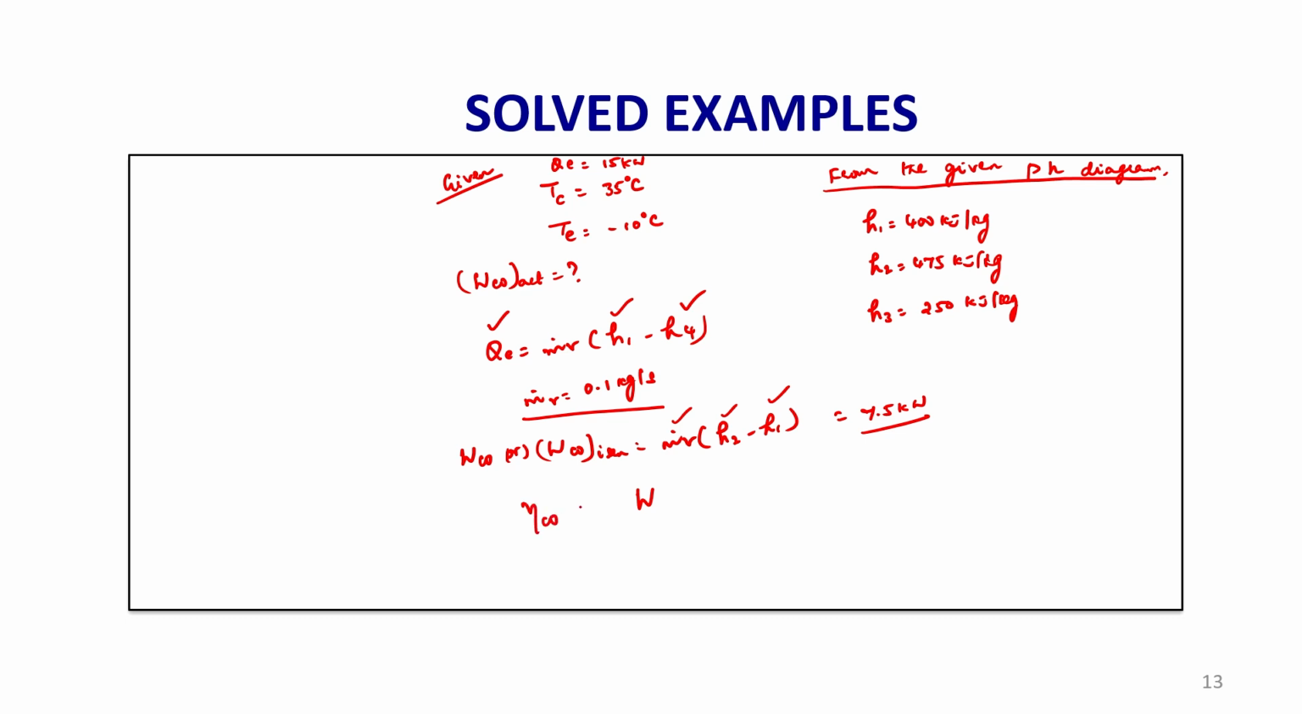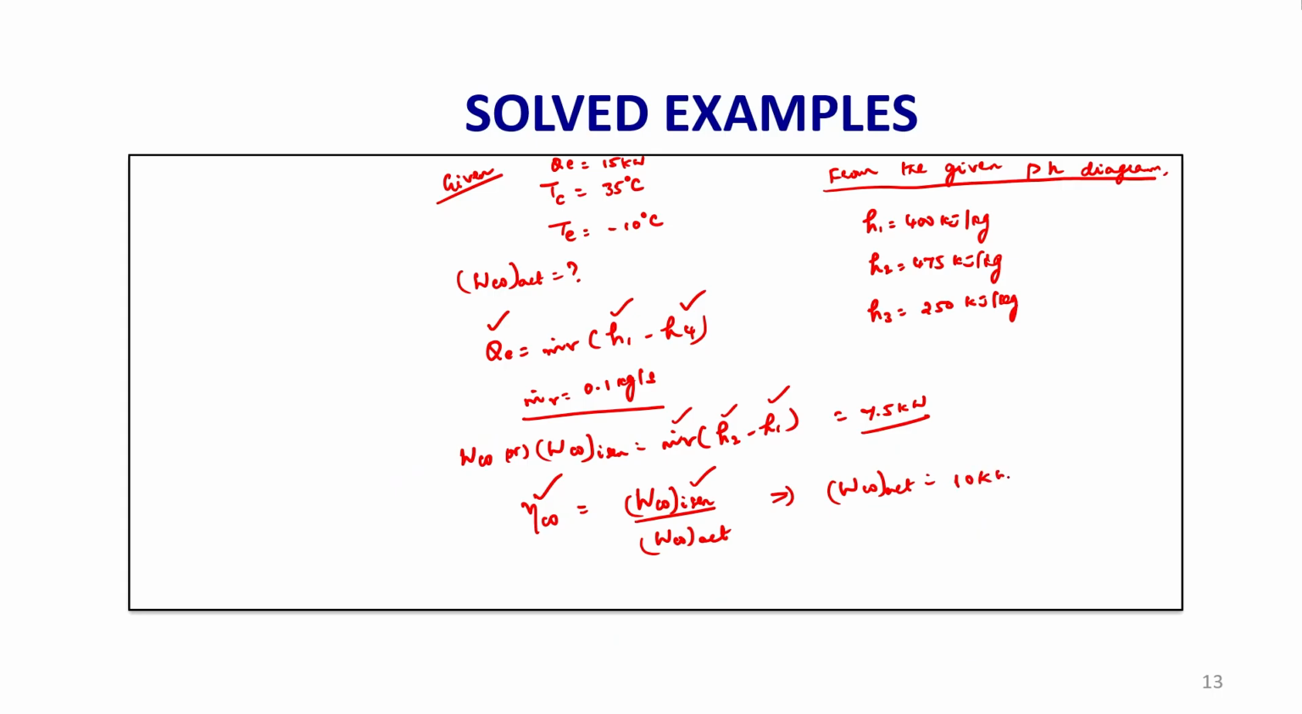Efficiency of the compressor is equal to isentropic by compressor actual. Now this is given as 75%, and this we have found out to be 7.5 kilowatt. So using this, find out the actual power of compression. That will be this isentropic work done by the compressor divided by the efficiency. If you want to find out the actual power requirement for the compressor, the efficiency should be divided.